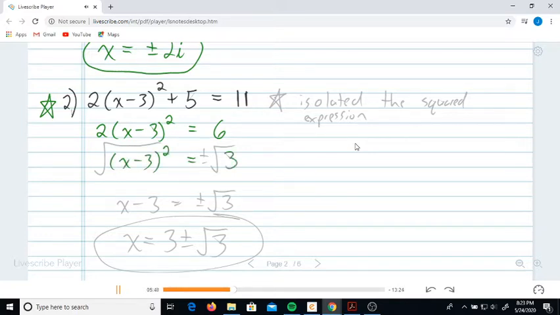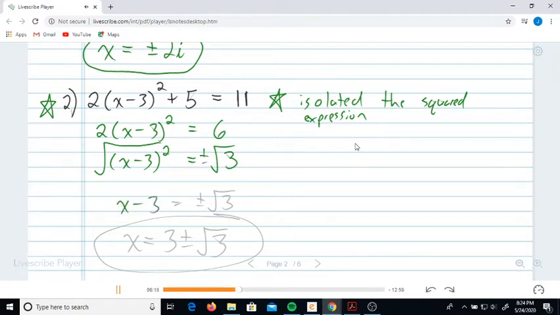and we get 3. Now what we did there was we isolated the squared expression. That's what we're doing when we apply the square root property. We're isolating that squared expression. And then we can go ahead and square root both sides, and when we do, the squaring cancels out with the square root as intended.